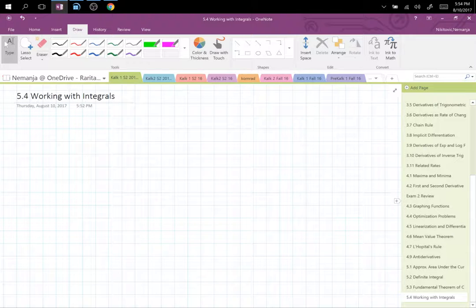Section 5.4, working with integrals. So we worked with limits, we worked with derivatives, now we're going to work with integrals, and then in Calc 2 you will be working with power series. You constantly work, it's mathematics, right? How do we work with integrals?